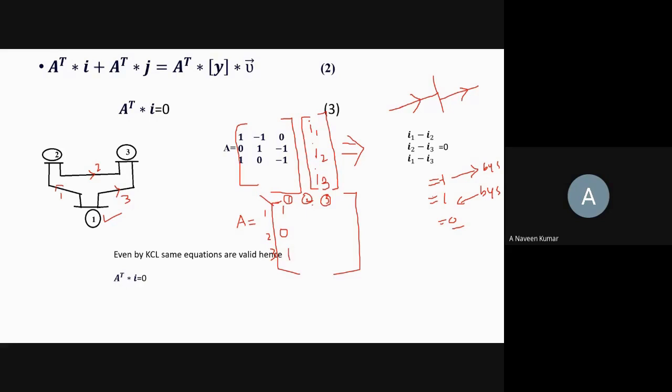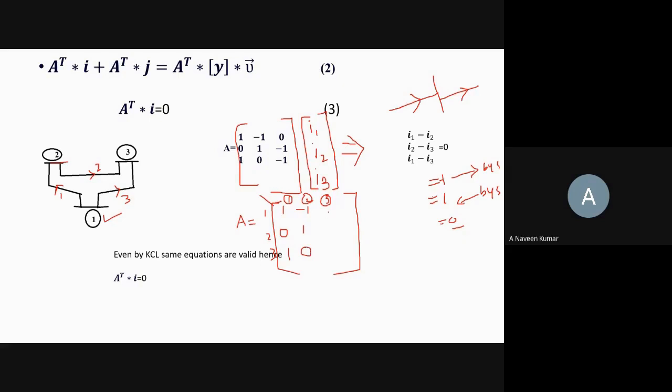What about bus number 2? For bus number 2, is element number 1 leaving or approaching the bus? See, element number 1, this direction. This is bus number 2. Approaching. The current in branch 1 is approaching. Approaching means +1 or -1? -1. And one more element is connected to bus number 2. Element 2 is leaving or approaching? Leaving. So this is 1. Is element number 3 connected to bus number 2? No connectivity. So this is 0.